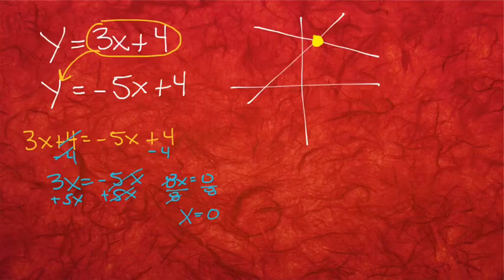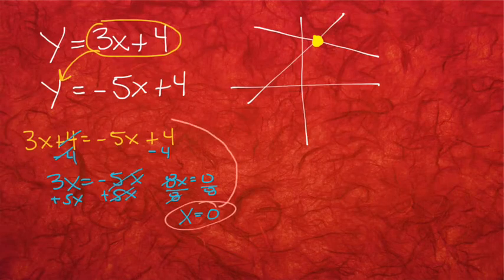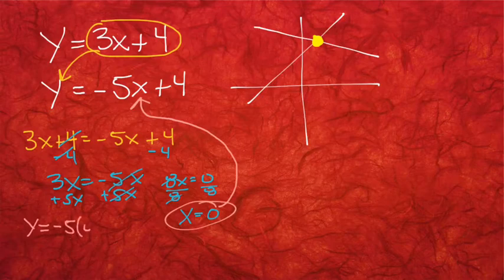Now I need to find the y part of this. And so what I'm going to do is plug in the 0 for x in any equation, really. I could plug it in the top or bottom, doesn't matter. So I'll plug it into the bottom one, why not? So that's going to give me y equals negative 5 times 0 plus 4. Notice how the only variable left for me to solve is y, because I've plugged in a number for x, just like what we did for y at the beginning.